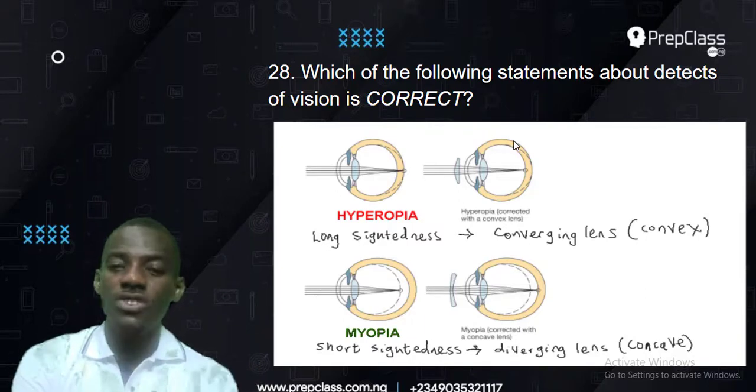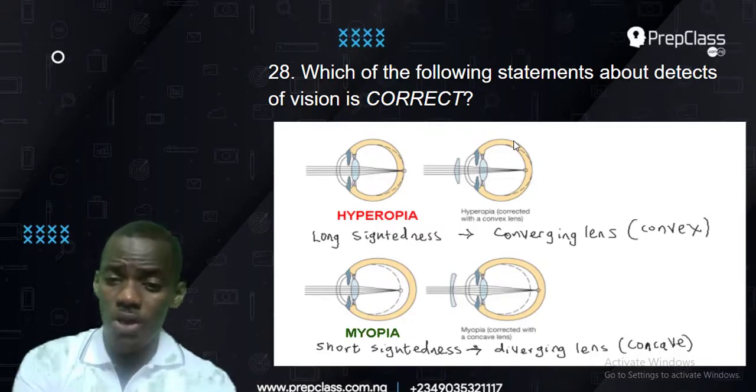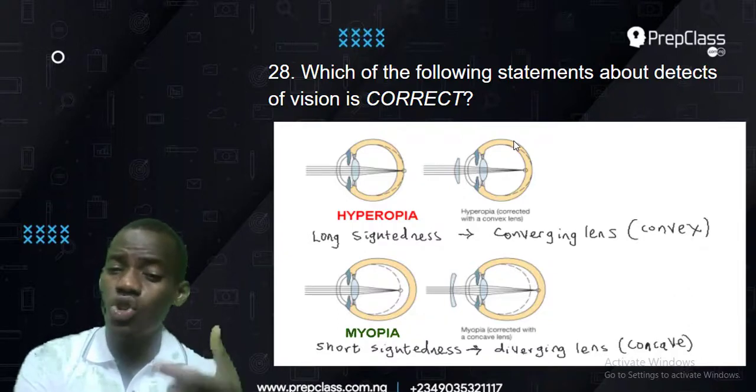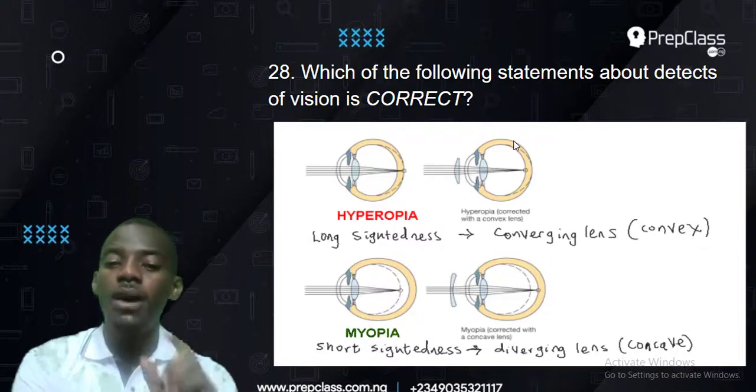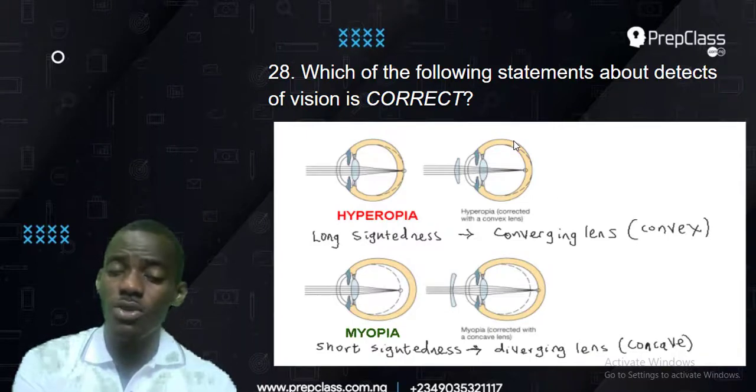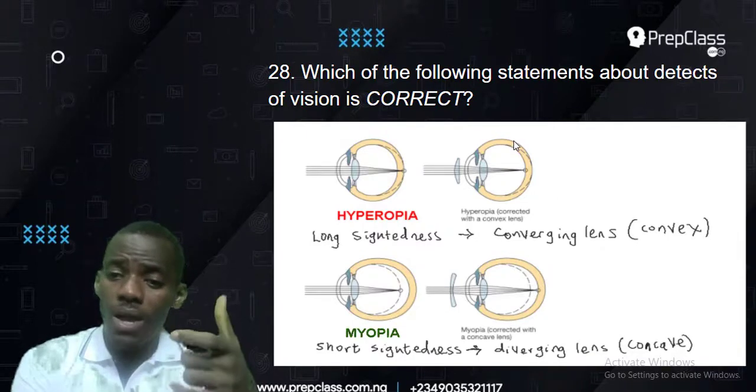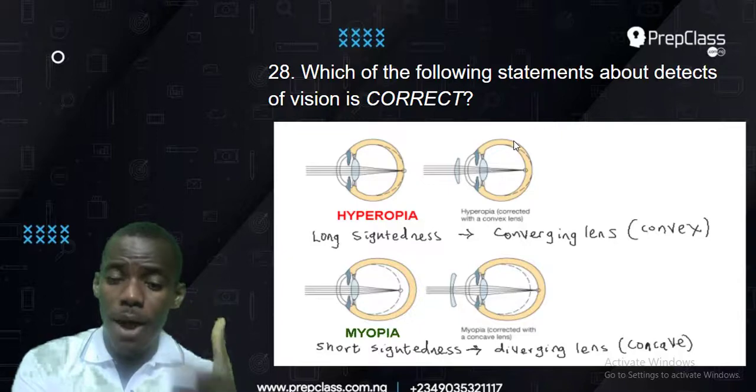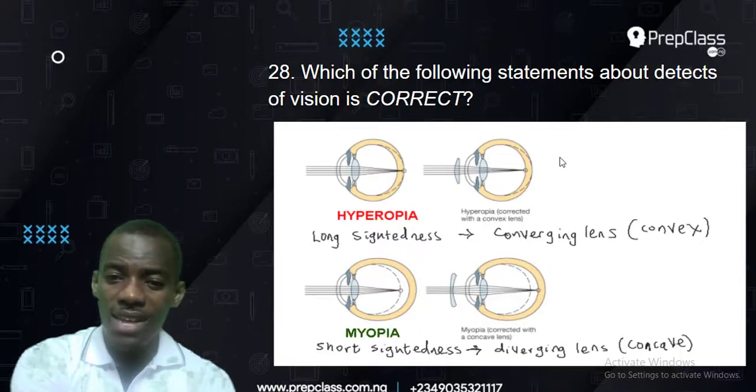It magnifies them. So that's what a concave lens does. A concave lens is a solution to short-sightedness or myopia. Why? A convex lens is the solution to long-sightedness or hypermyopia. Okay, so let's take the options now.